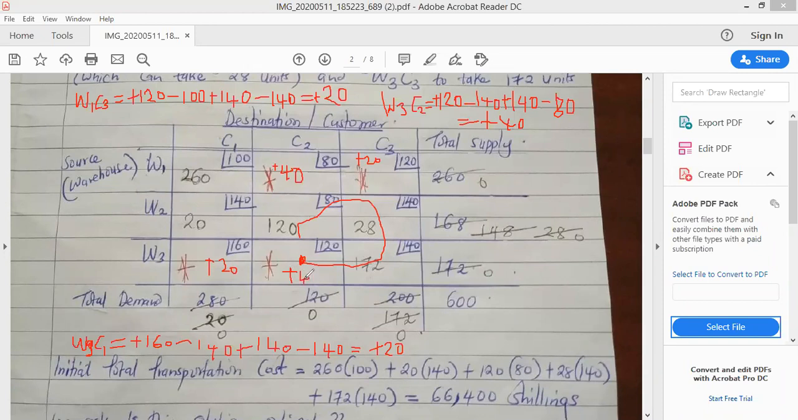There can never be a better allocation than what we did. And therefore, our solution is optimal. That is the best minimum cost we can ever have, which was shillings 66,400, in that all the shadow prices for the empty cells have proved to be positive.